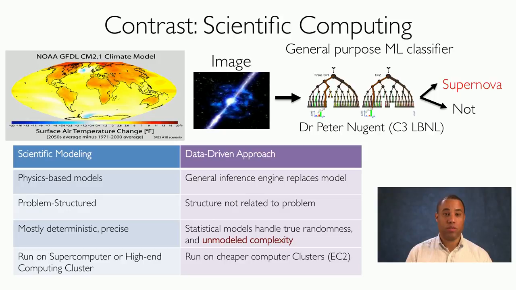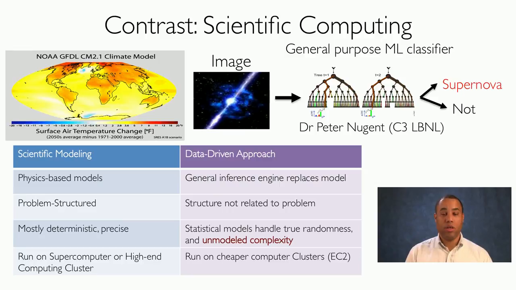So here on the right, we have a general purpose machine learning classifier that's being trained to recognize images that contain supernovas. In scientific modeling, everything is structured around the problem that we're trying to solve. Whereas in a data-driven approach, we're using general purpose tools that are not related to the structure of the problem. Scientific modeling is mostly deterministic and quite precise. Whereas in a data-driven approach, we build statistical models that handle this true randomness, and they can deal with unmodeled complexity.